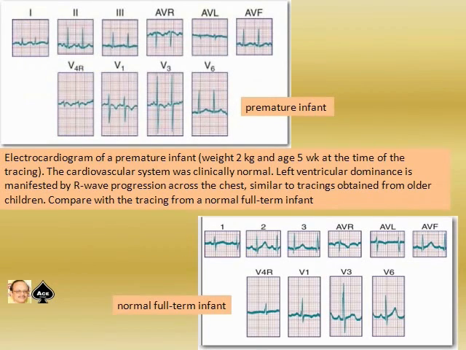The electrocardiogram of a premature infant is shown here, who weighed 2 kg and was 5 weeks after delivery. After the delivery, the cardiovascular system was clinically normal in this child, and the left ventricular dominance is manifested by the R wave progression across the chest, similar to tracings obtained from older children, compared with the tracing from a normal full-term infant below. So with these two ECGs compared, you can understand what was told earlier.